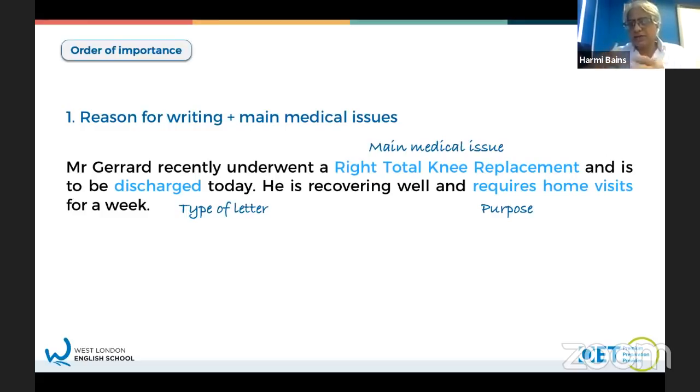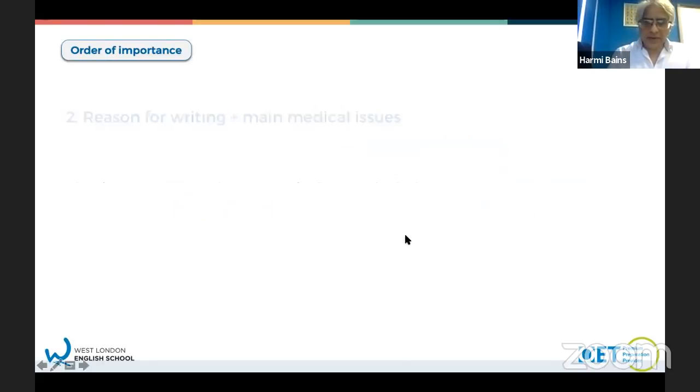Like I said, every letter is different. Something you must do is include the purpose in your introductory paragraph. Get straight to the point, be direct as well. Okay, so that's an example of the introductory paragraph.